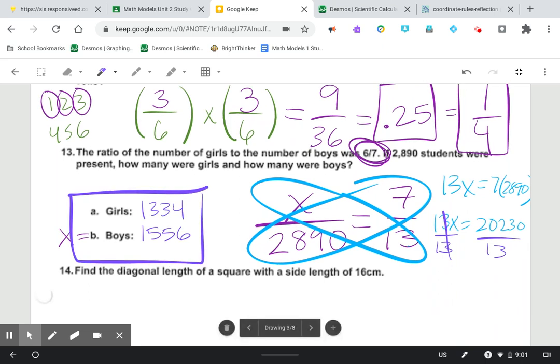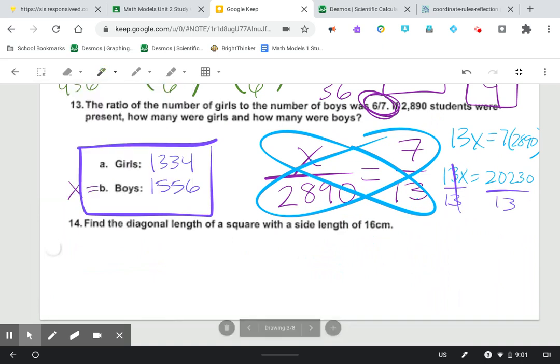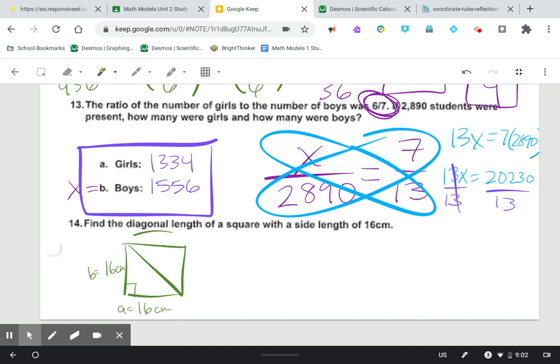All right. Next one is another Pythagorean theorem problem. Find the diagonal length of a square. So we have a square, which also contains a right triangle, as you can see there. The square has a side length of 16 centimeters. So both legs, both A and B, are 16 centimeters.